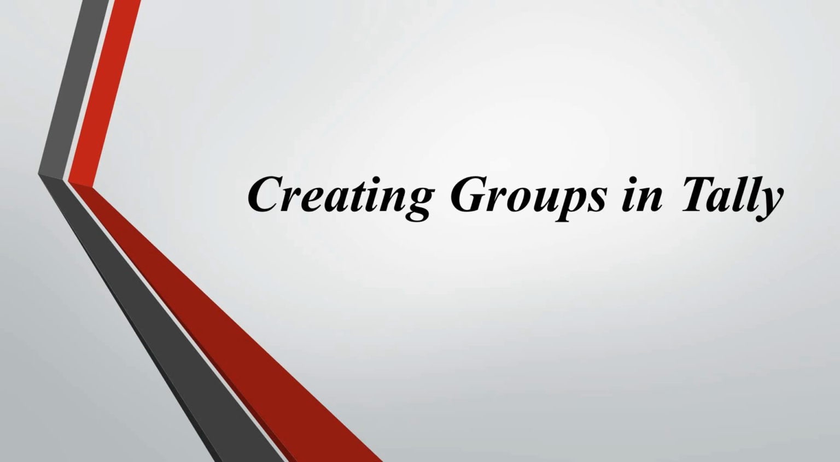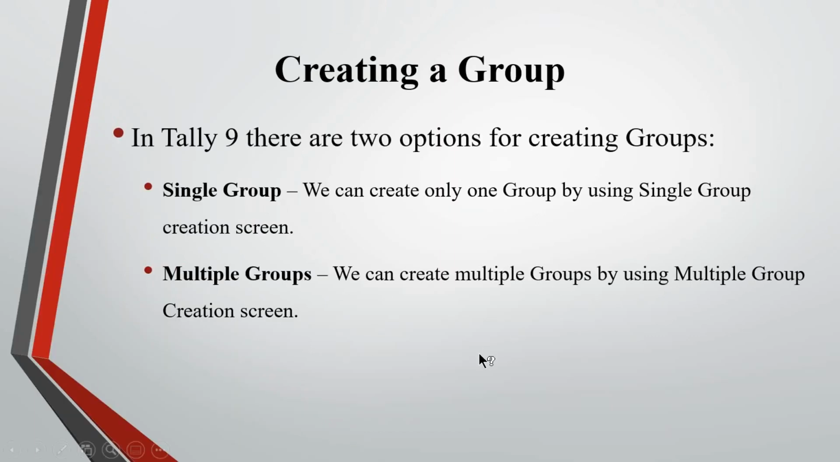Now let's see how to create a group. In Tally 9, and even in other versions, we have two different options for creating groups. One is single group, the other is multiple groups. In case of single group, we can create only one group at a time using this single group creation window. Whereas in case of multiple groups, we can create multiple groups using the multiple groups creation window.